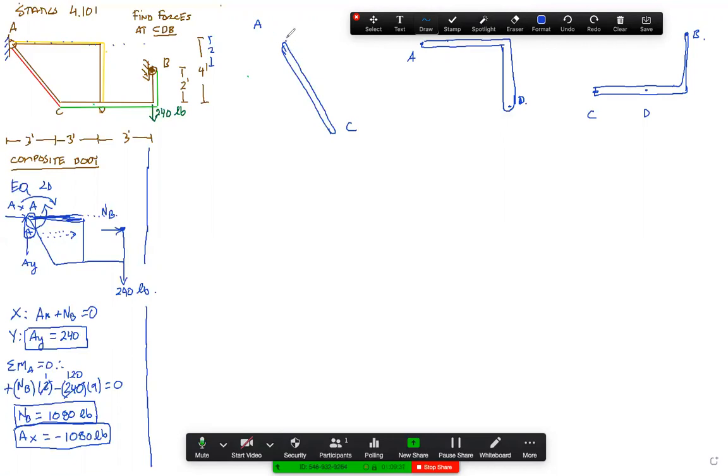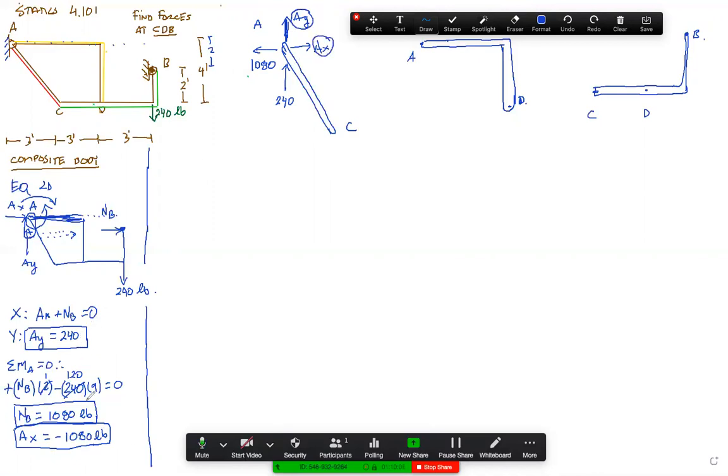So let me just put this unknown, AY and AX, and I will put here what I already know, which is a pin support, 1,080, which is AX, is actually this one, okay? Well, so I'm gonna put it in the right way. And then AY, it's going up, that's 240. That's 240.